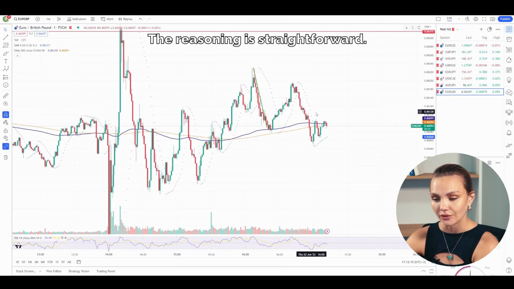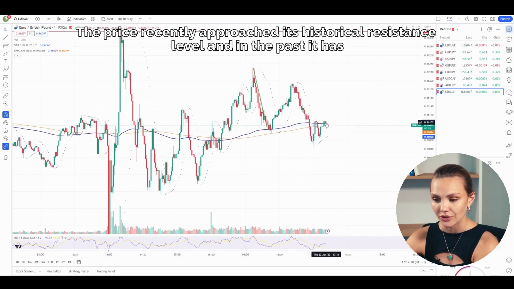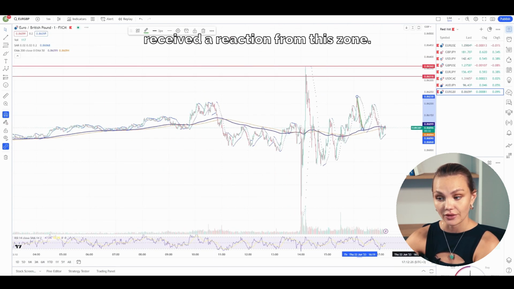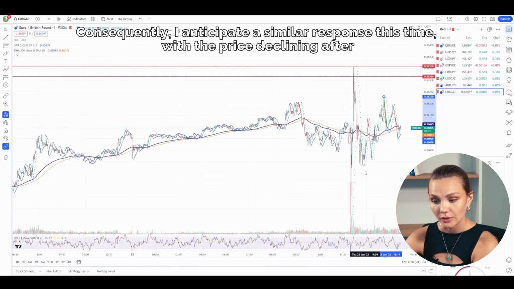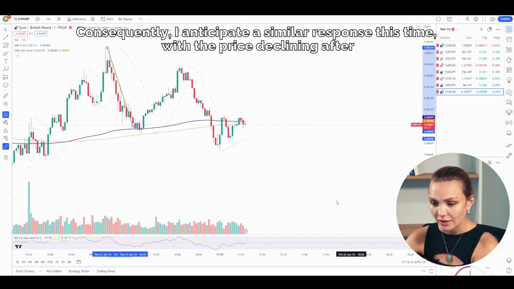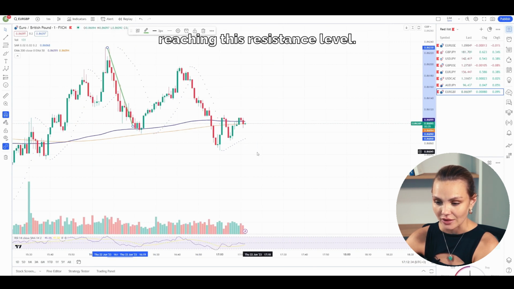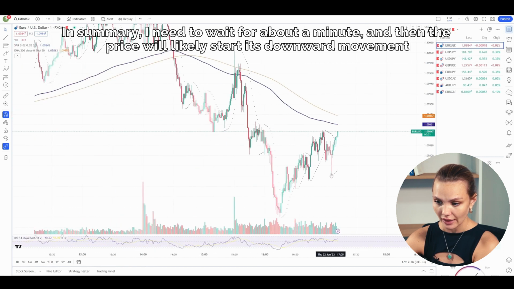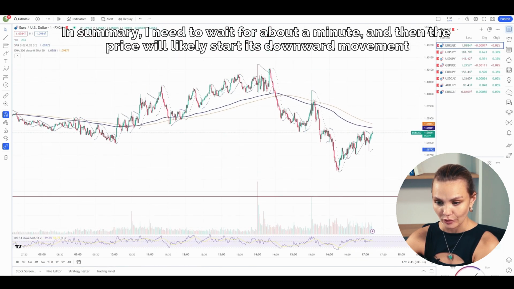The reasoning is straightforward. The price recently approached its historical resistance level, and in the past, it has consistently received a reaction from this zone. Consequently, I anticipate a similar response this time, with the price declining after reaching this resistance level. In summary, I need to wait for about a minute, and then the price will likely start its downward movement.